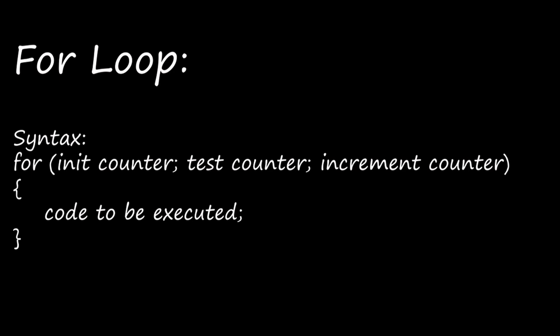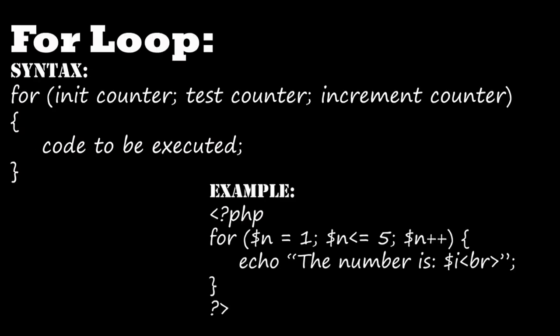Init means initialization. Initialization means initializing the loop's first value. The first value you have to give here. If you need to run the for loop from 1 to 5, that means 1 is the initial number, right? So in this init counter, that is the initialization, you will give n is equal to 1. From 1 to 5 we need, right? So the first one, the init counter, is n is equal to 1.